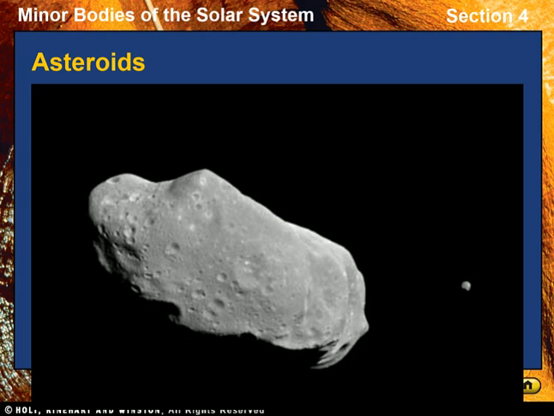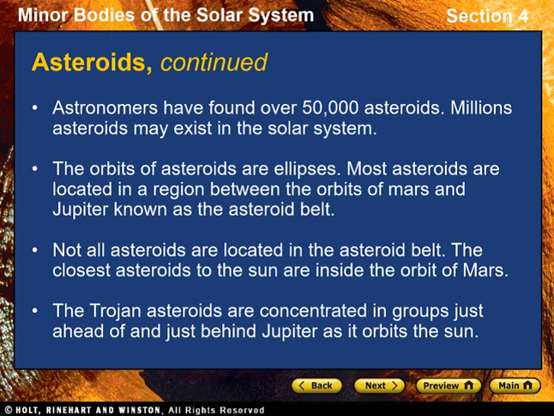2 other asteroids are shown on the screen here. The large size of some asteroids leads some scientists to refer to them as minor planets. Most asteroids are located in a region between the orbits of Mars and Jupiter, known as the Asteroid Belt. This main belt extends from about 299 million to about 598 million kilometers from the Sun. However, not all asteroids are located in the main asteroid belt.